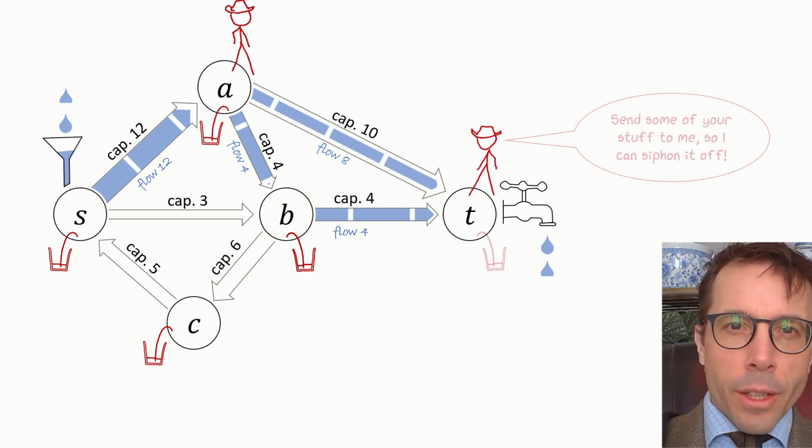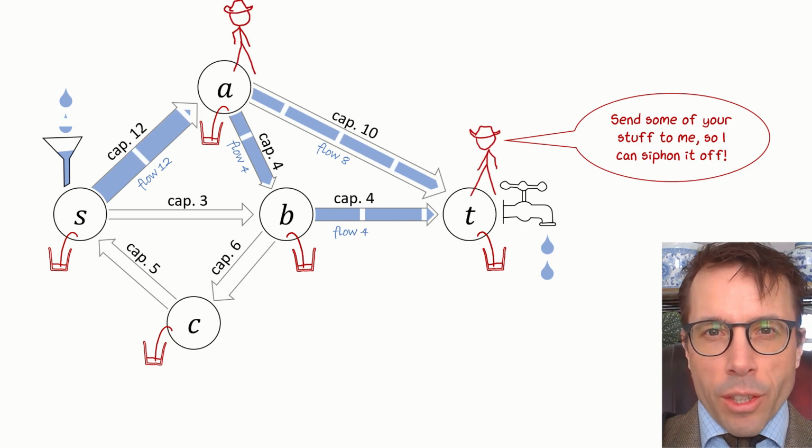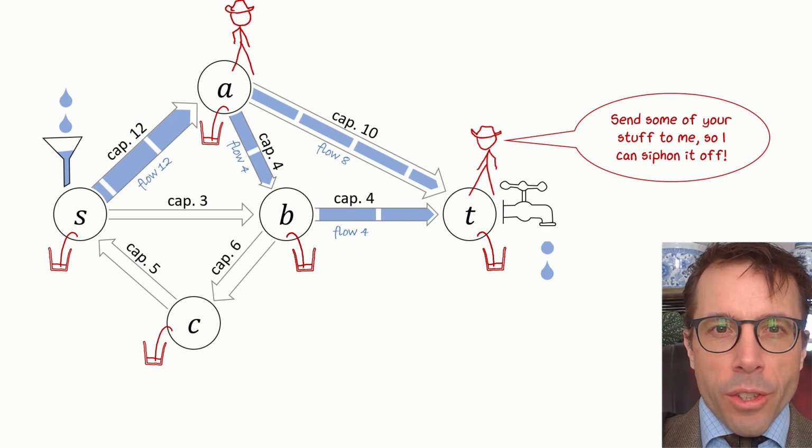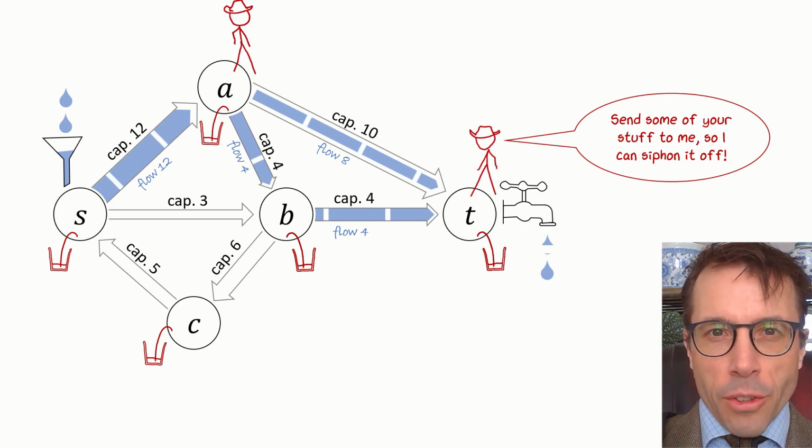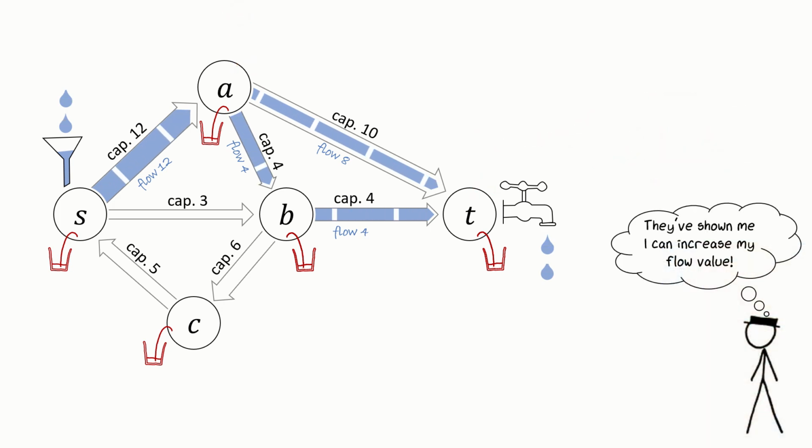And then there's a slightly dim-witted bandit at T who calls out to A and asks for some of that excess. I say dim-witted because the oil executive has been spying, and this dim-witted bandit has alerted the executive to the fact that more oil can be sent to the sink. So, what does the oil executive do? Well, they just replay the thinking that led to reaching the sink.